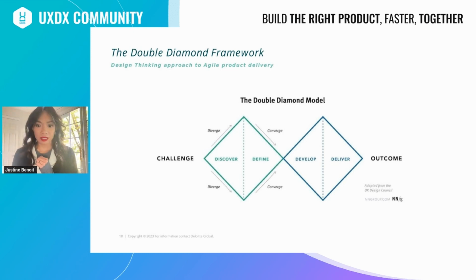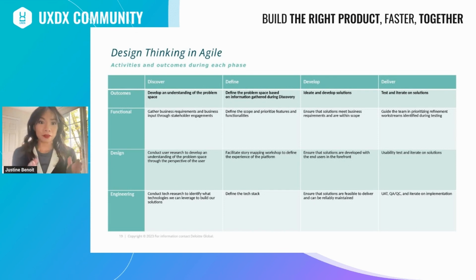And what that looks like, we have the 4 phases here. You have your discover phase, where the goal is to develop an understanding of the problem space. So you have your functional team gathering business requirements and business input through our stakeholder engagements and maybe some market research. You have your design team conducting user research to develop an understanding of the problem space through the user's perspective. And then you have your engineering team conducting their tech research to identify what technologies are available for the team to leverage in order to build our solutions.